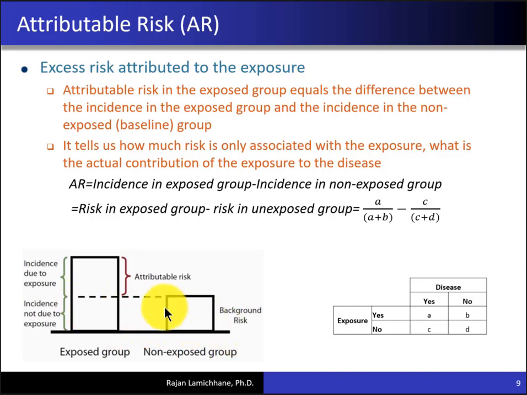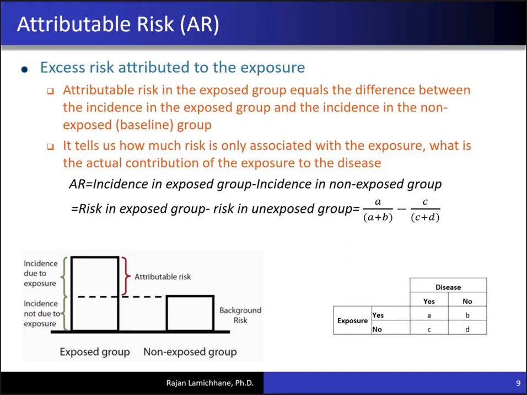Now, this is the non-exposed group, this is the exposed group, and up to this line here, these are called the common factors for the disease. So no matter whether it's an exposed group or the non-exposed group, there are some common factors in both cases, and because of that it causes disease. And now we want to see how much attributable risk there is in the exposed group that can cause the disease. In other words, it tells us how much risk is only associated with the exposure and what is the actual contribution of the exposure to the disease.